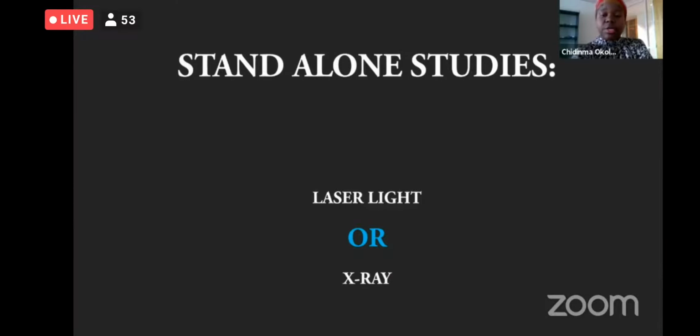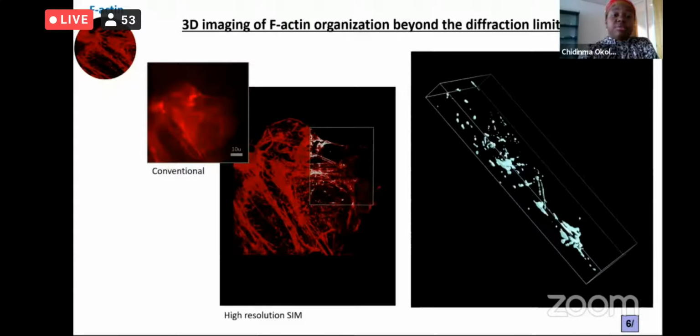I'm going to give two standalone studies where we've used either laser light or X-ray to study organelles, and then later I'm going to look at how we study them in synergy. First of all, we were able to look at F-actin organization beyond the diffraction limits.